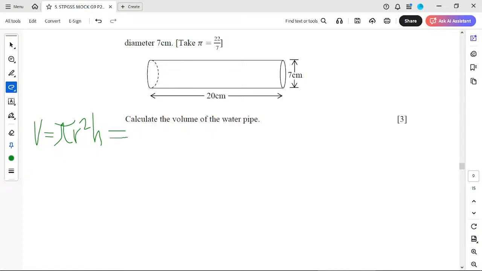Then we say equal to, then we say what is pi? We are told to take pi to be 22/7 times radius. We are told radius is half of diameter. Since we are given diameter which is 7 centimeter, half of 7 centimeter is 3.5 centimeter. Now this is going to be squared times height. We can take the length to be the height, which is 20 centimeter.